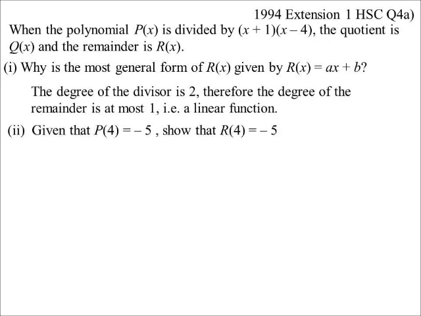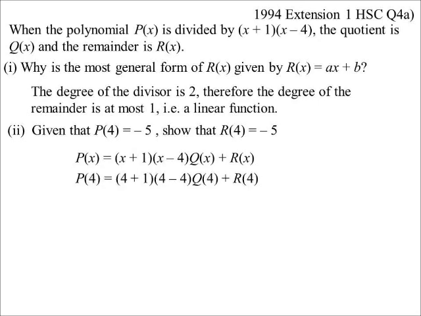Given that P(4) equals -5, show that R(4) will be -5. Okay, so there's our divisor times quotient plus remainder. So P(4), sub that in, and x - 4 disappears. So R(4) will equal P(4), which they've told us is -5.